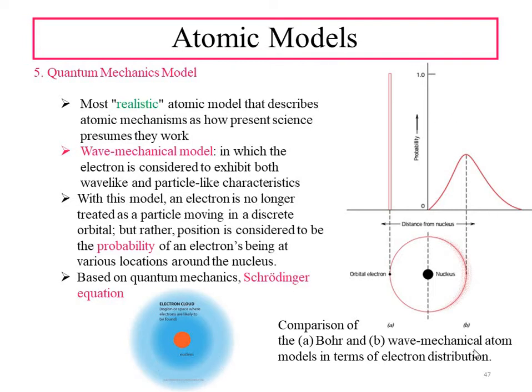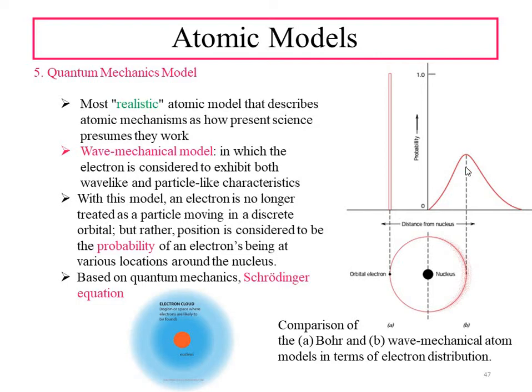Based on this graph we can explain. So this is a nucleus and there is an orbital electron. Based on Bohr's model, this is the distance from the nucleus. In Bohr's model, we can see the electron at only a certain place, only this place. So the probability is 100%.